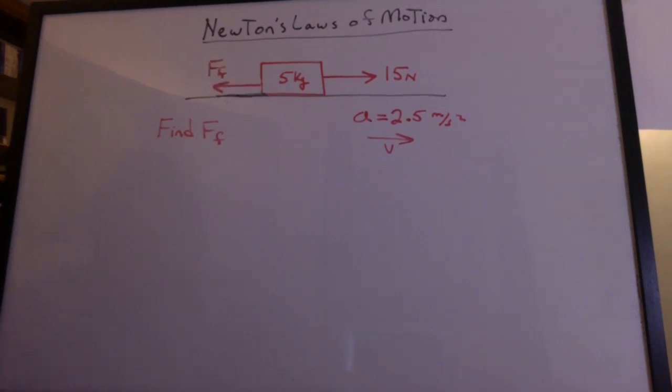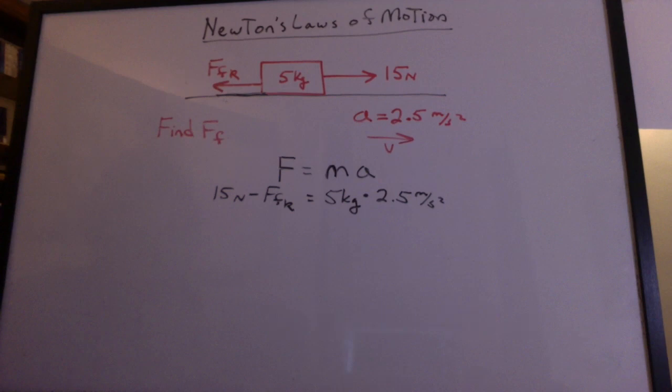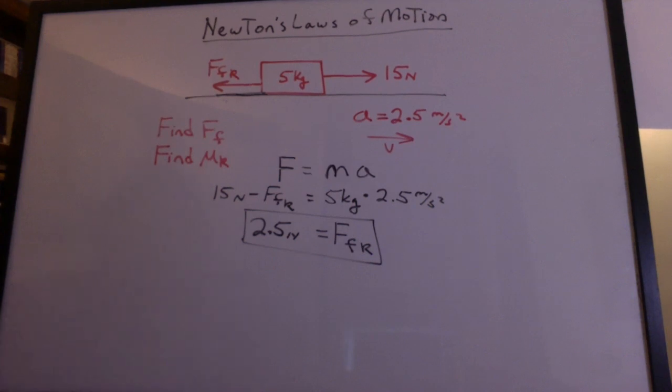If the velocity is to the right, the friction's to the left. And it's kinetic. Start with F equals ma. Forces forward minus forces backwards, mass times acceleration. We have a force of friction of 2.5 newtons. Hey, now we can find the mu k. Isn't that a blast from the past?